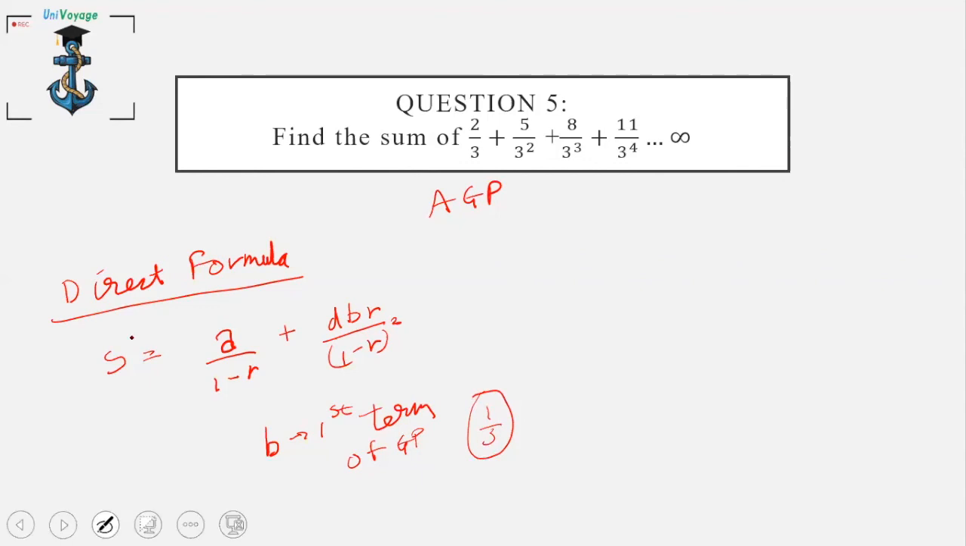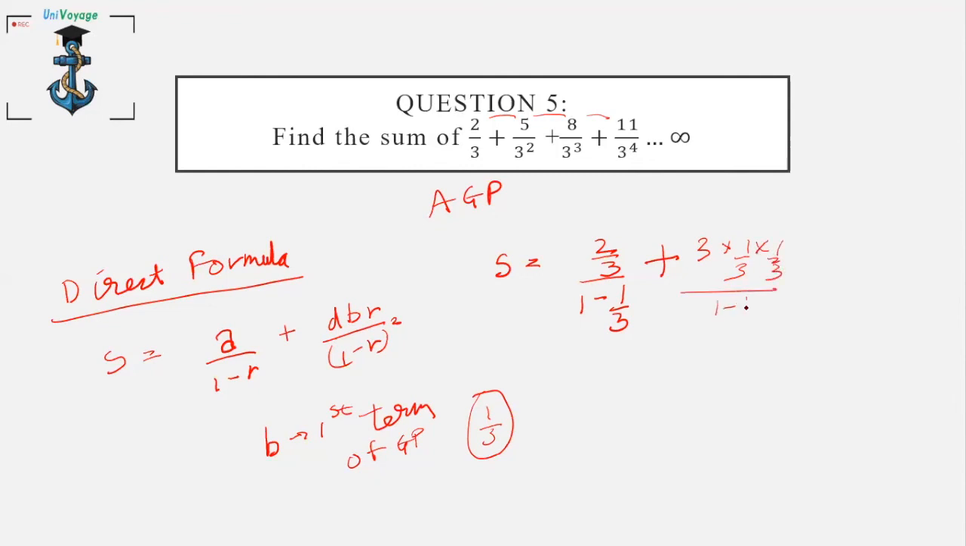Let's use this formula in this question. So the sum would be the first term. The first term is 2 by 3 upon 1 minus 1 by 3 plus, what is the common difference here? It is 3, right? You clearly see it's 3. 3 into first term of the GP, which is 1 by 3. Similarly, the common ratio is also 1 by 3, upon 1 minus 1 by 3, the whole square.